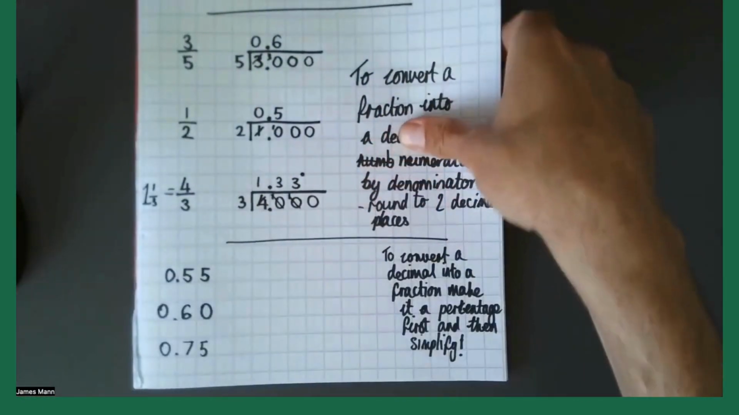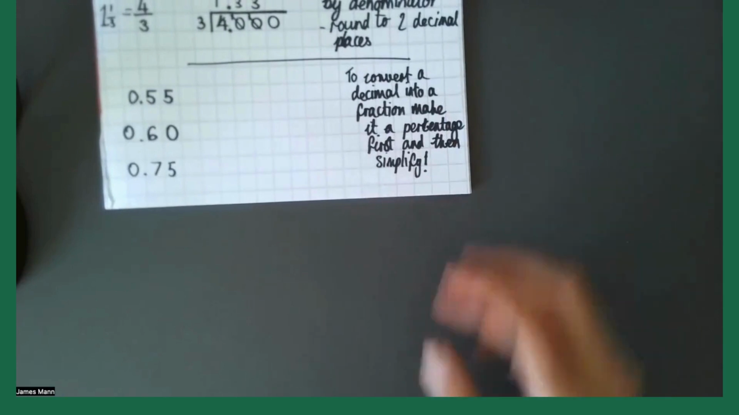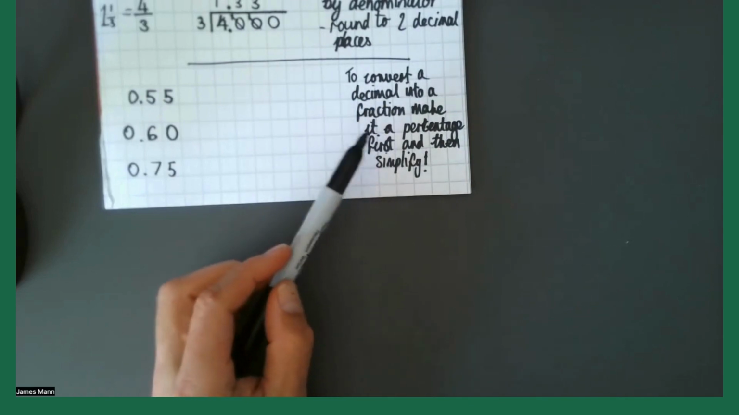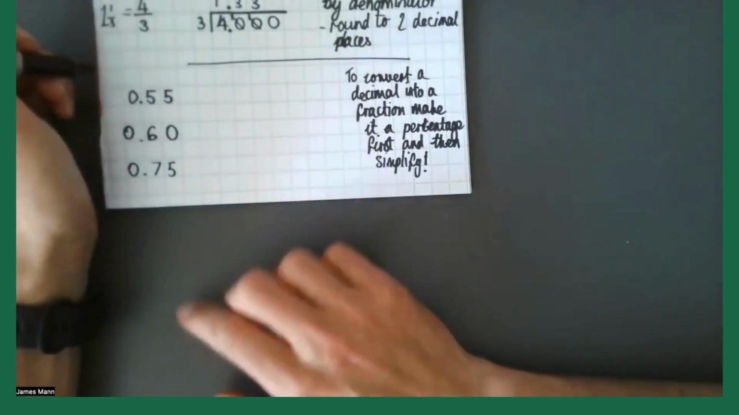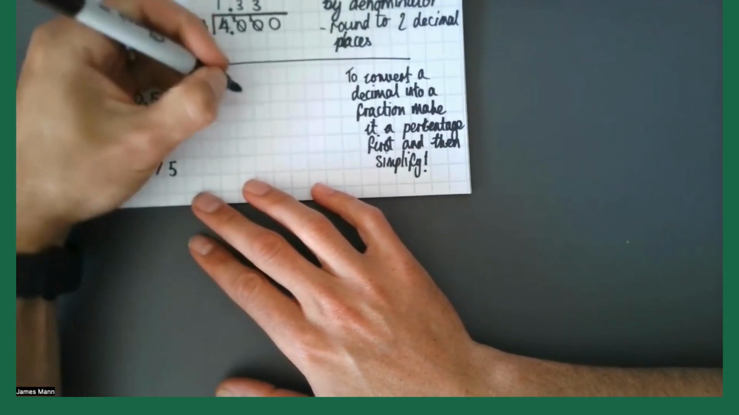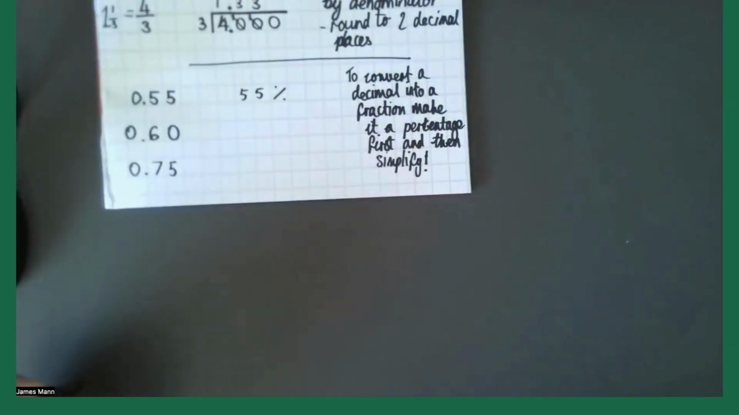Okay, and finally at the bottom here, let me shift my page up. We've got converting decimals into fractions. Here's my knowledge: to convert a decimal into a fraction, make it a percentage first, and then simplify it. So, like I mentioned before, nice and simple. We can change this into our percentage. So it's 55%.